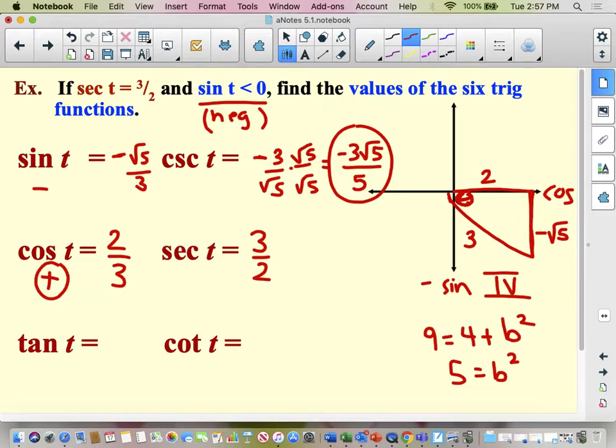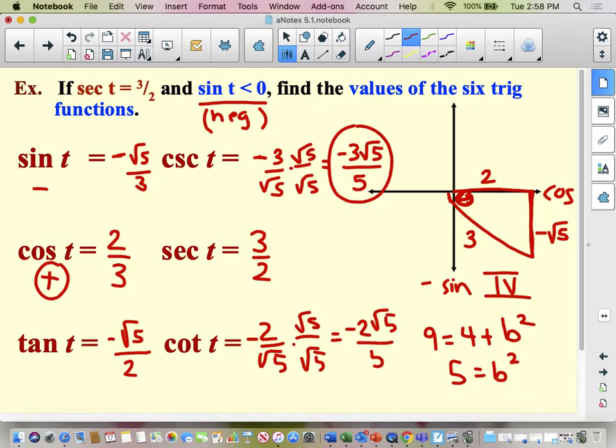Well, from theta, tangent is opposite over adjacent. So that's going to be negative square root of 5 opposite over adjacent, which is 2. Reciprocal that to get your cotangent. So negative 2 over root 5. And you've got to rationalize that one as well to get your cotangent.